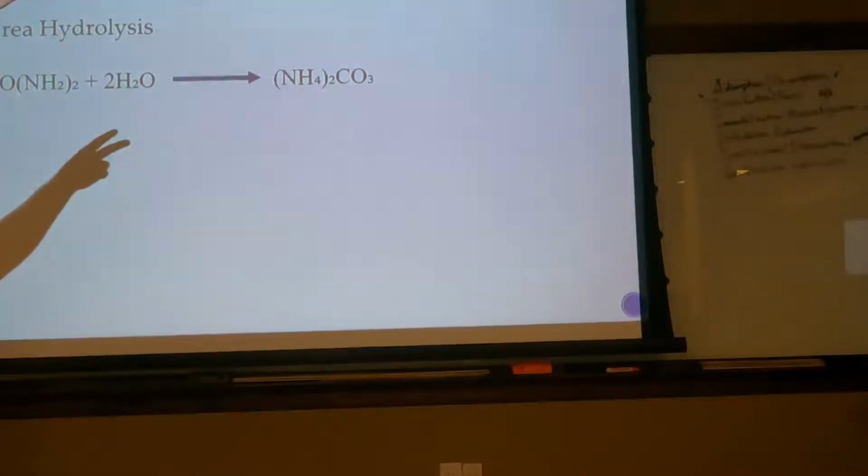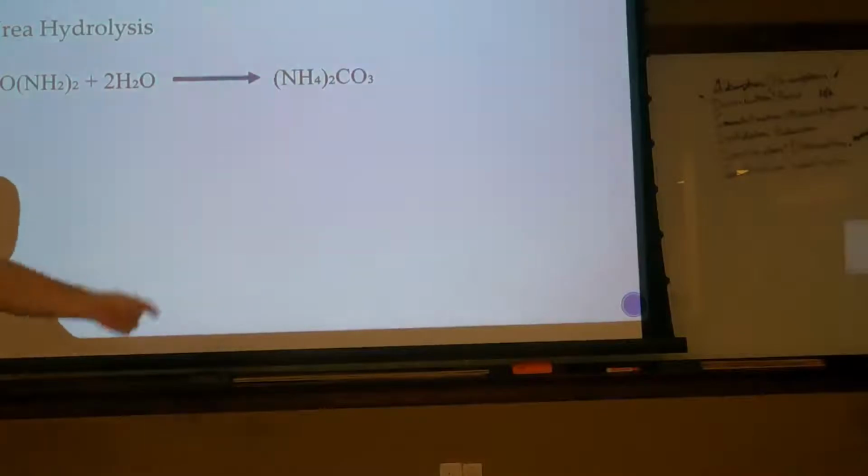Look on your sheet. Plant uptake: NH4+ and NO3-, ammonium and nitrate. Those are the 2 plant available forms. But we can't just apply ammonium nitrate anymore because, you know, some people like to mix it with diesel fuel and blow stuff up.